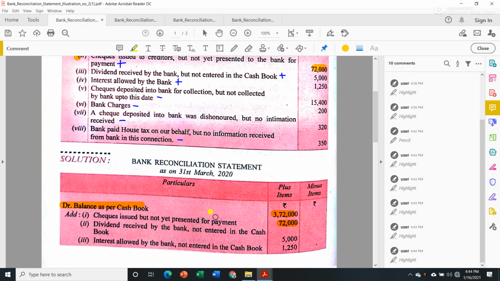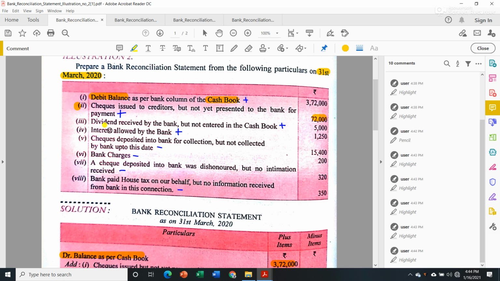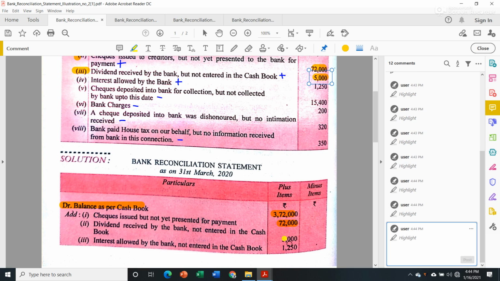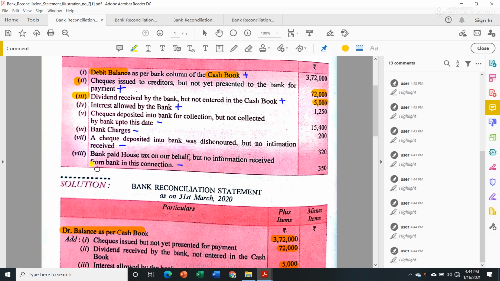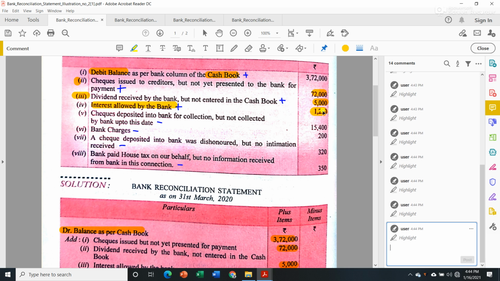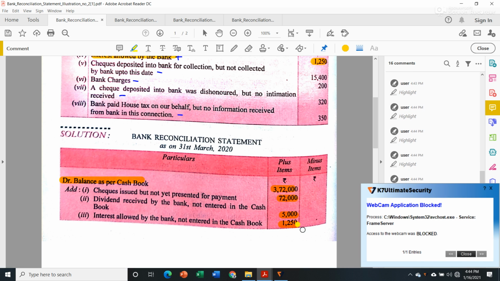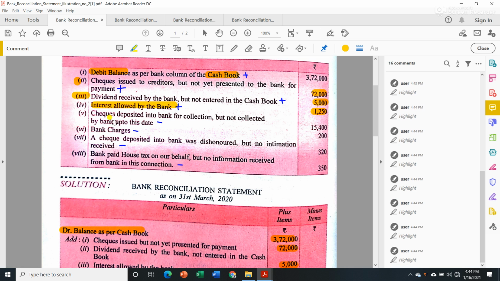Okay, then next we have plus item as point number 3, dividend received by the bank but not entered in the cash book, rupees 5,000. Then the last plus item is interest allowed by bank, rupees 1,250. Now we don't have any more plus items. Let's see the less items.